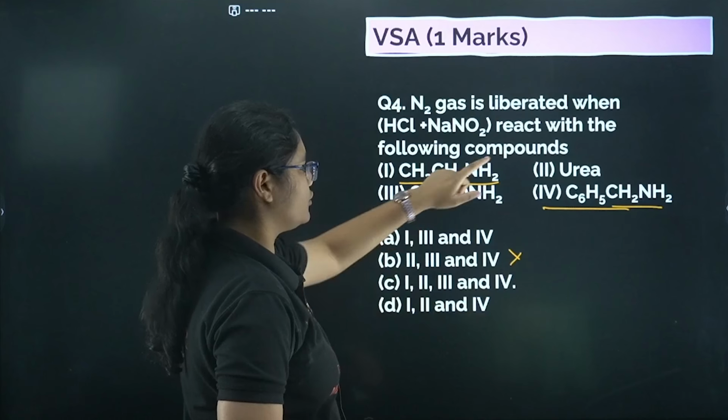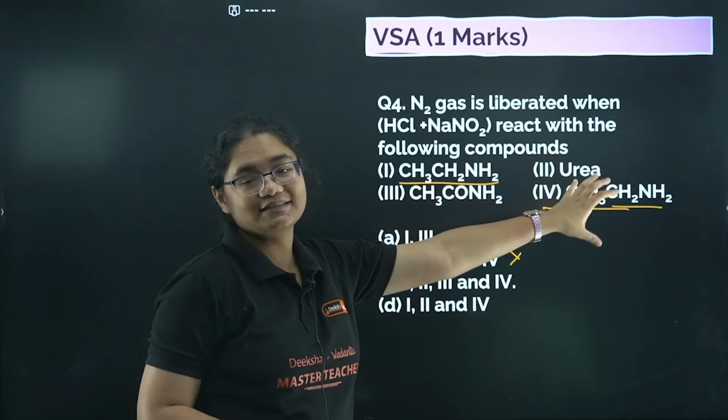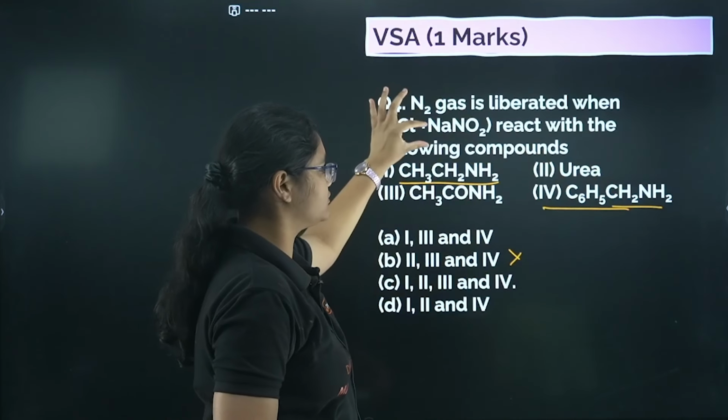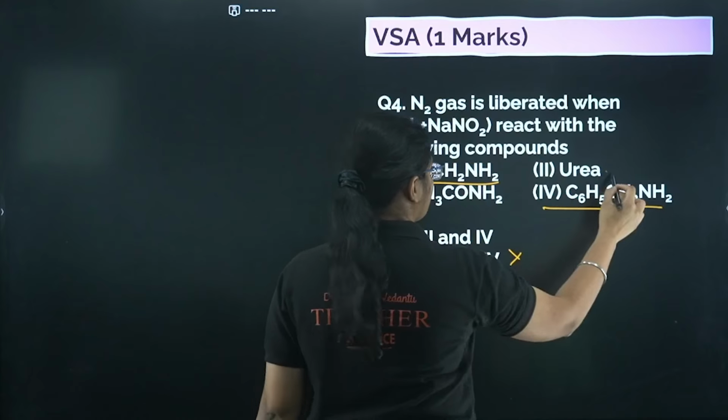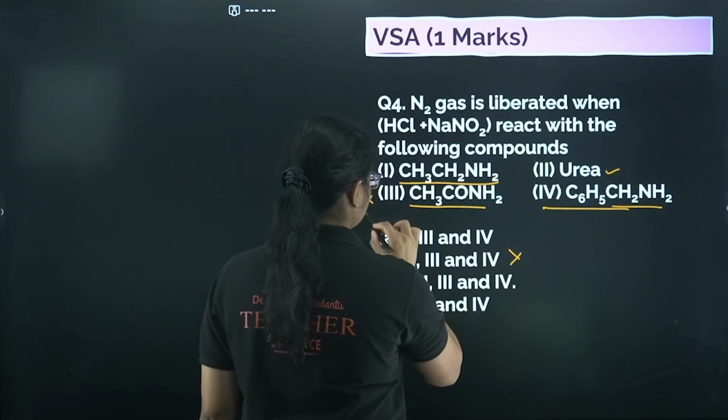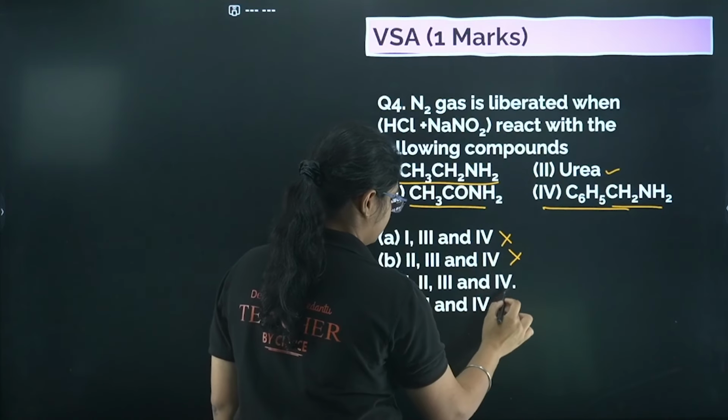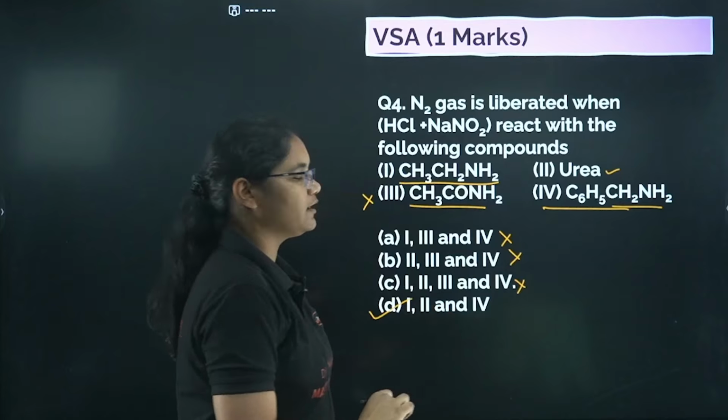Now let's talk about urea. Urea will also release gas when you treat it with this. So urea will also react, but yes, amide will not give it, so 3 will not be there. So I can eliminate this, and option D is the correct answer here.